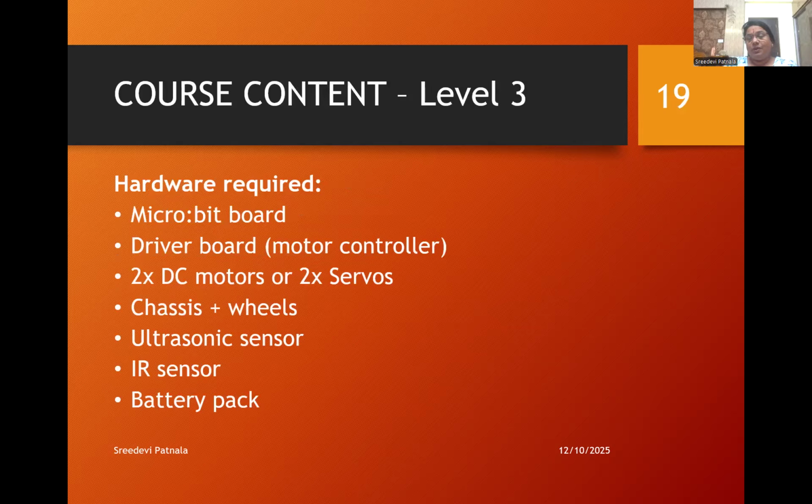And lastly, you will go to level 3, where you have to buy all the hardware required. This is something related to robotics. So you need a microbit board and a driver board, two DC motors and wheels, an ultrasonic sensor, an IR sensor, and a battery pack. You need all of these to make the content easier and more meaningful for level 3.